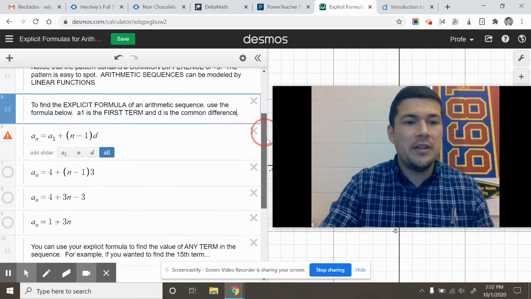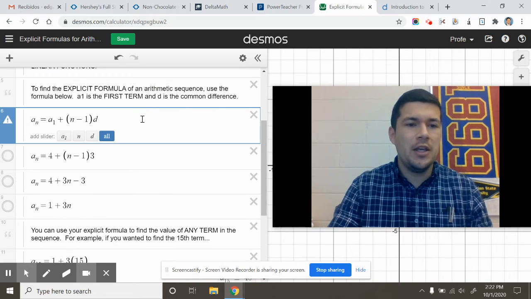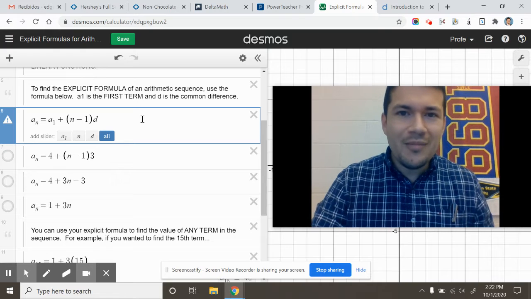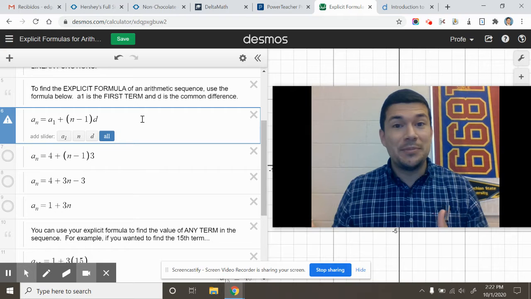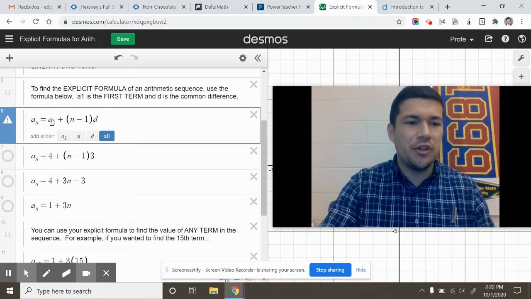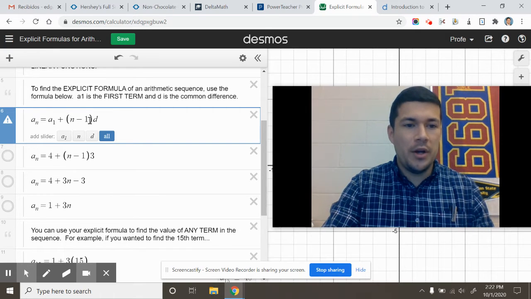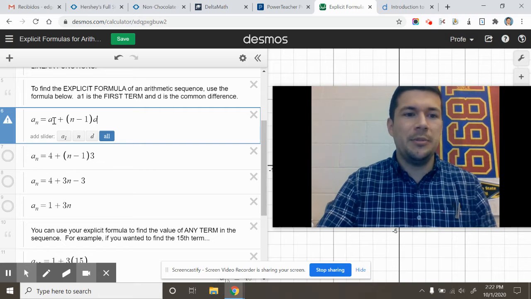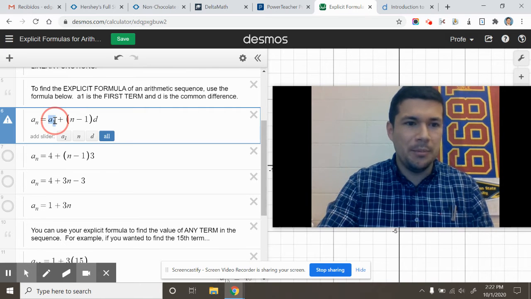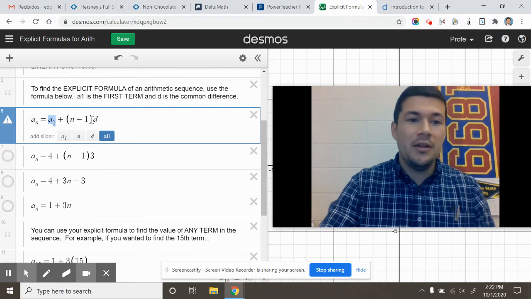All right. So to find the equation, we actually have this funky formula that is just a fancy way of thinking of mx plus b. But let's see how this turns out. So the formula is a sub n equals a sub 1 plus n minus 1 quantity times d. Now a sub 1 means the first term. So think of a as terms. It doesn't mean that it's a variable. A sub 1 simply means the first term.